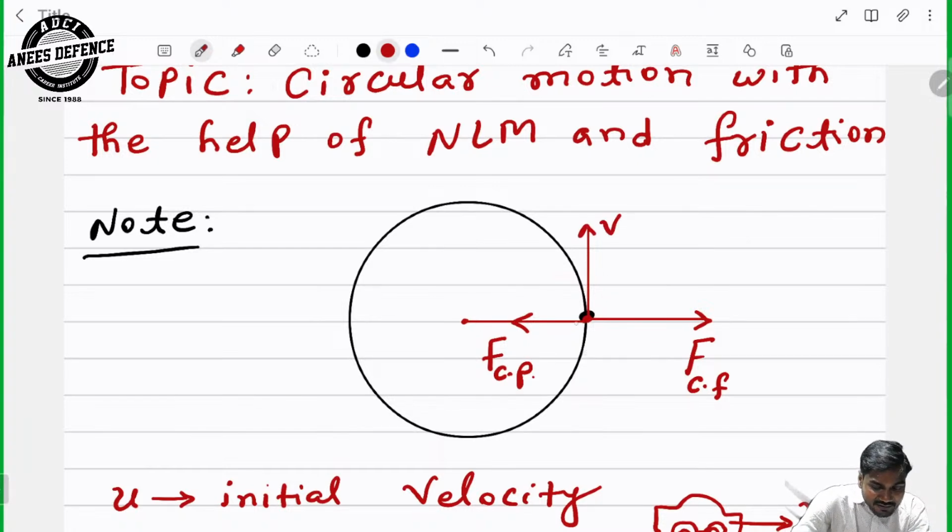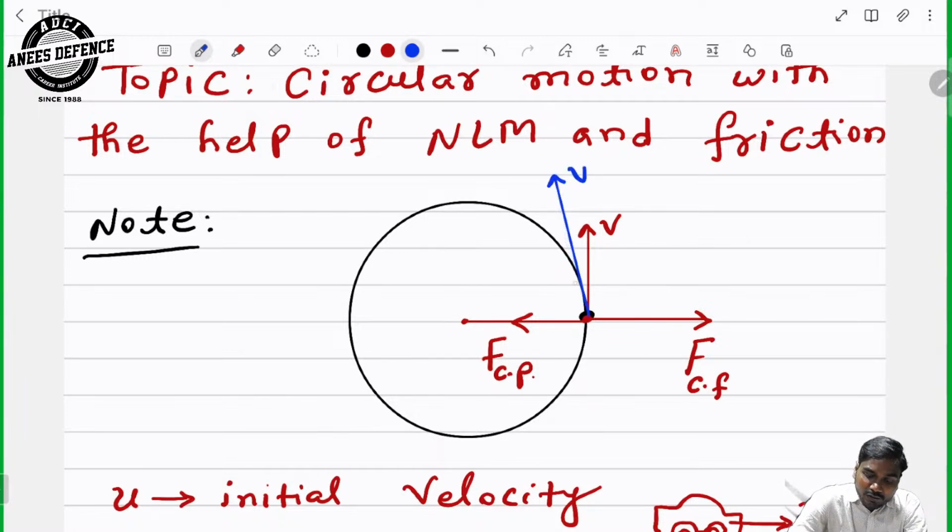And centripetal force is acting towards the center. So the object will neither move towards the center nor move along the linear velocity. So the object will move in which direction? Resultant of both. And the resultant will be in this direction. Yes or no? Just consider the resultant will be in this direction.